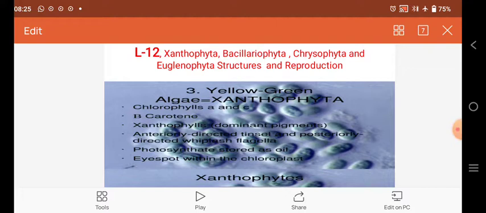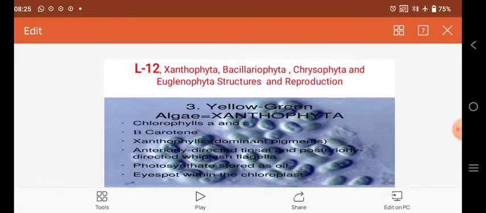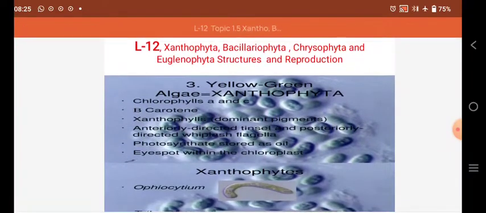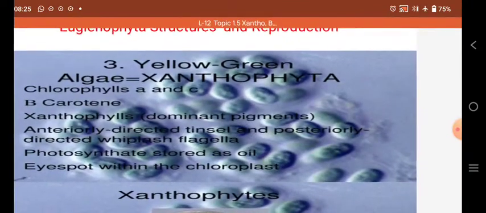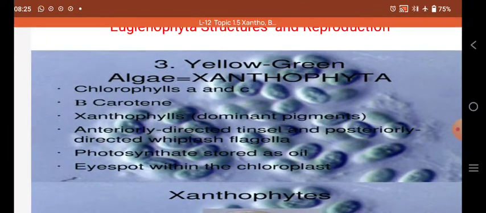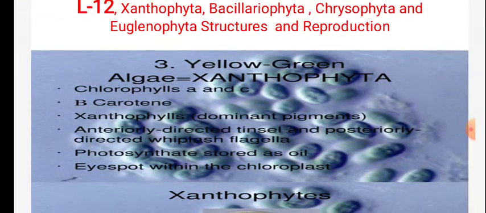Now, after the chlorophyta and the cyanophyta, we are starting our next divisions: xanthophyta, bacillariophyta, chrysophyta, euglenophyta, and the reproduction. So here you are observing a good photograph of these yellow-green members of algae. These are the xanthophytes. They show the presence of beta carotenes and xanthophylls.